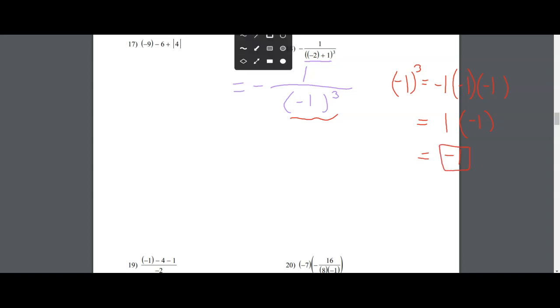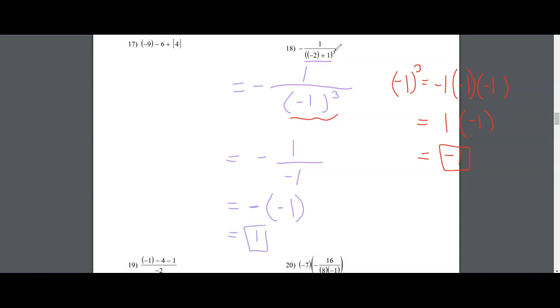So this expression right here becomes negative 1 over negative 1. 1 divided by negative 1 is negative 1, so I get minus negative 1, which is equal to positive 1, because I'm subtracting a negative number. There were a lot of negative ones here, a lot of negative signs, so we really have to make sure we keep them straight. And then we also have to, again, understand the rules of exponents as well.